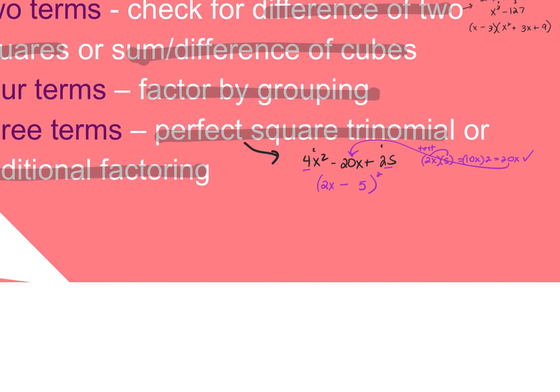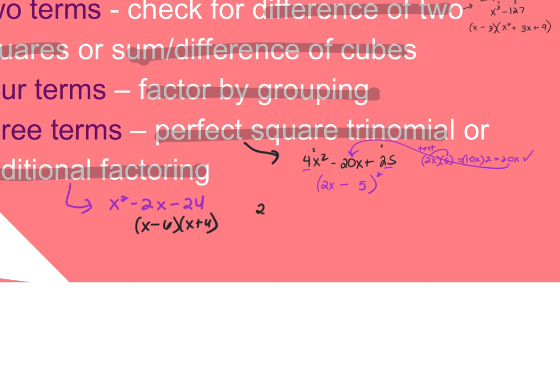And then the traditional factoring like we did yesterday, if it was x squared minus 2x minus 24, I'm looking for the factors of negative 24 that sum to negative 2, which would be negative 6 and positive 4.